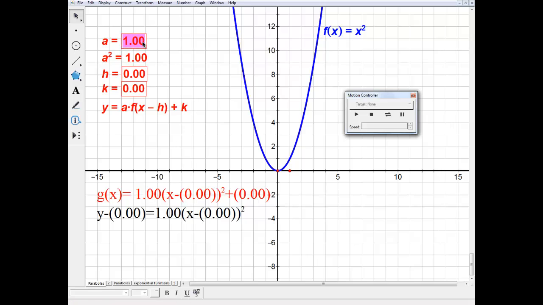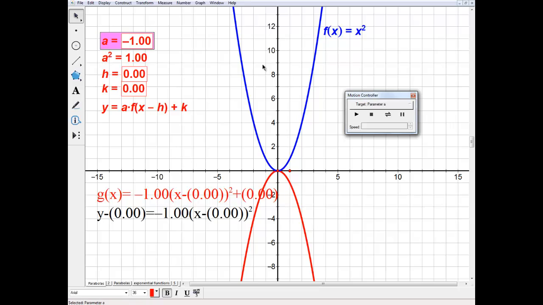If a is, for example, negative 1, you can see it's the exact carbon copy of this graph but reflected across the x-axis. So a negative a value reflects the graph across the x-axis. So if it's a parabola facing up with positive 1, negative 1 makes it a parabola facing downwards.